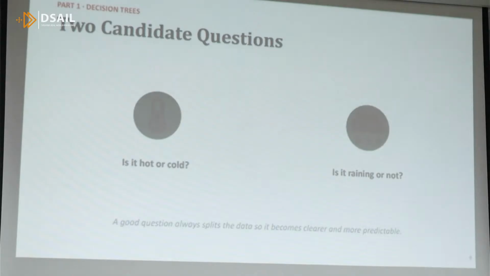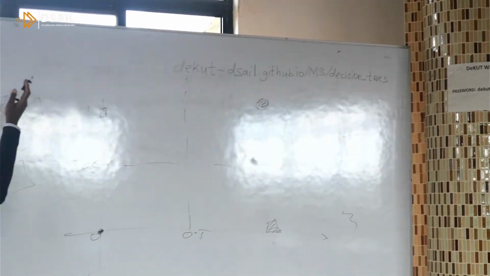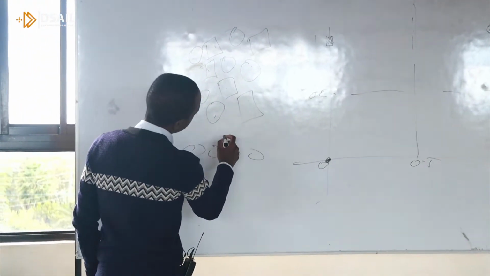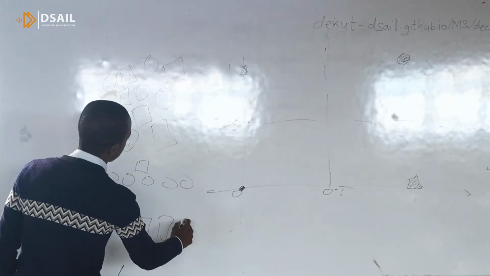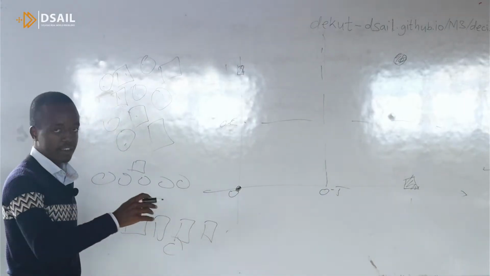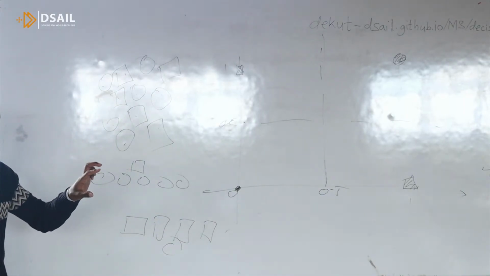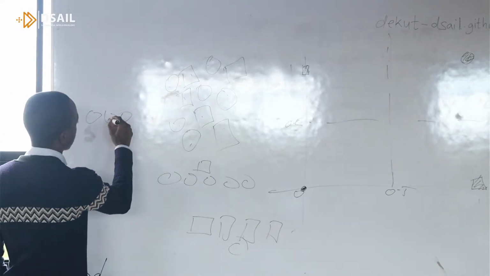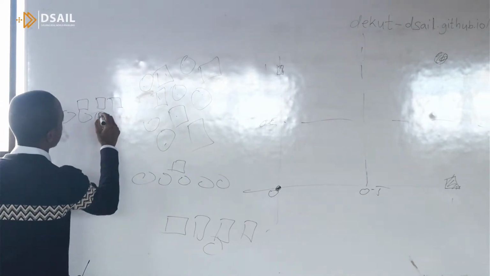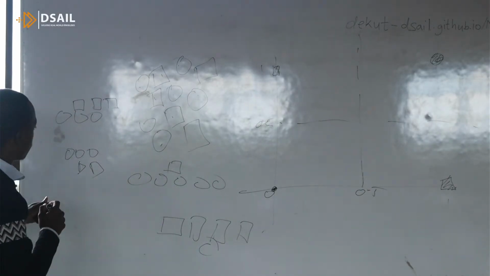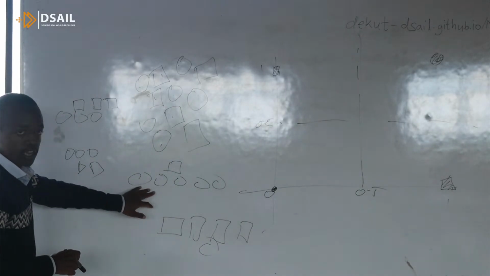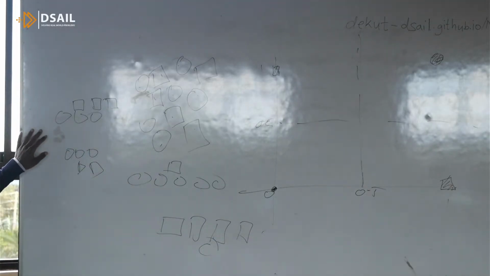A good question ideally will make it so that out of the 6 circles, we have 5 together and maybe 1 square, and then the other side is maybe 4 squares and maybe one circle. It's clearer compared to something that splits into 3 circles and 3 squares, and 3 circles and 2 squares. It's still mixed. You get that point? So the question that does this kind of splitting is better than the one that does this splitting. Do you get that point?